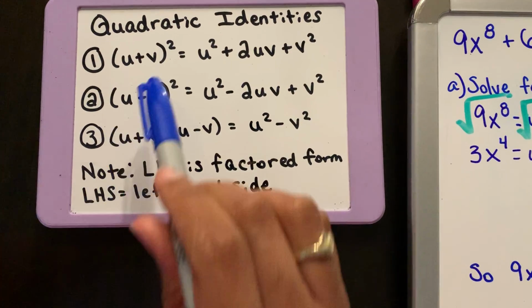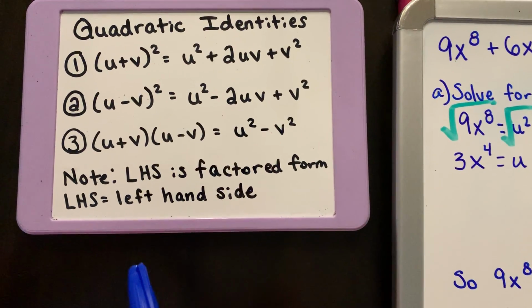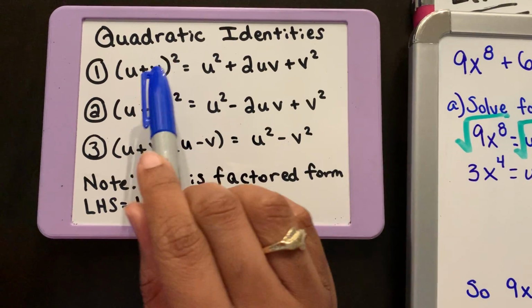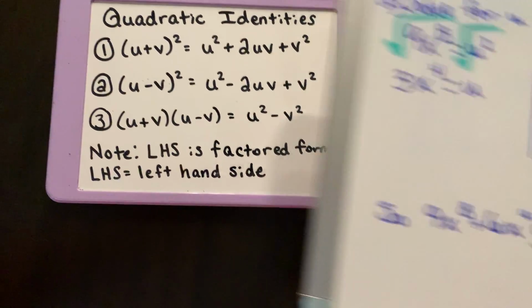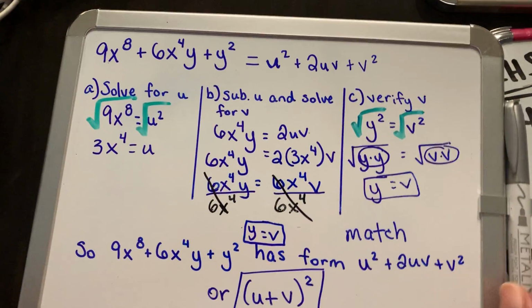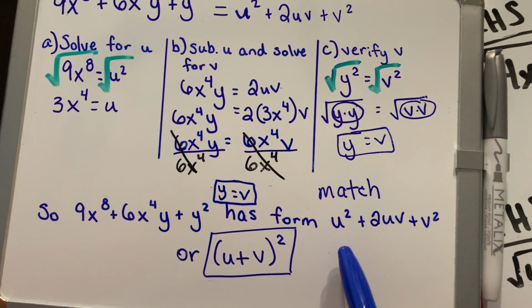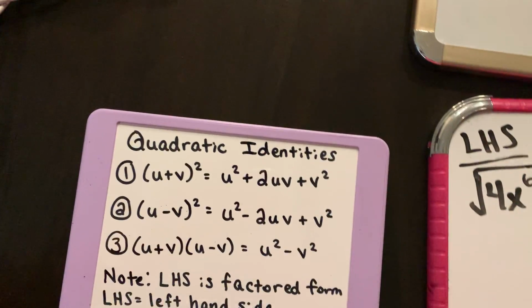Because in Khan Academy, you have these 3 options right here. You don't have this side, but these are the same. That's why we call them identities, because both sides are equal. So just want to make a note of that. So the first problem has that form, (u plus v) squared, which is the same as u squared plus 2uv plus v squared.